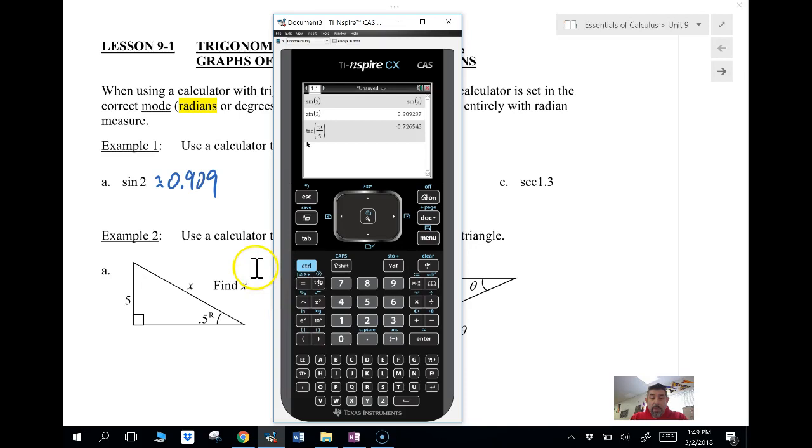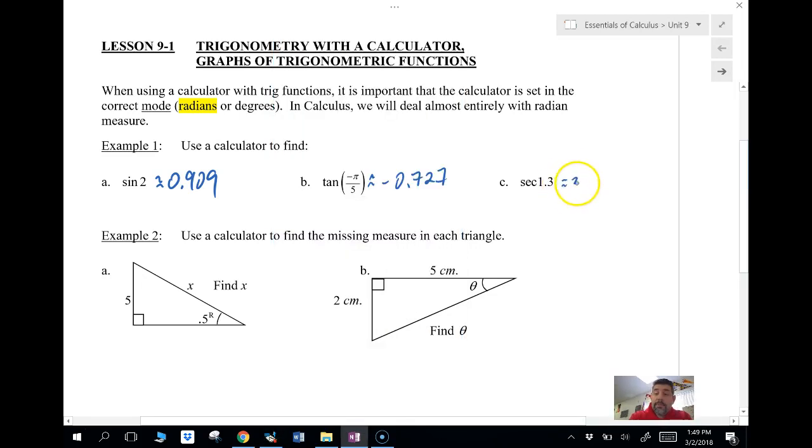Secant of 1.3. So the nice thing about the Nspire is it has secant in here. So we go secant 1.3. Control Enter. We got 3.738. Although, with the Nspire, if you put a decimal in any part of your problem, it's going to output a decimal. So there you go.